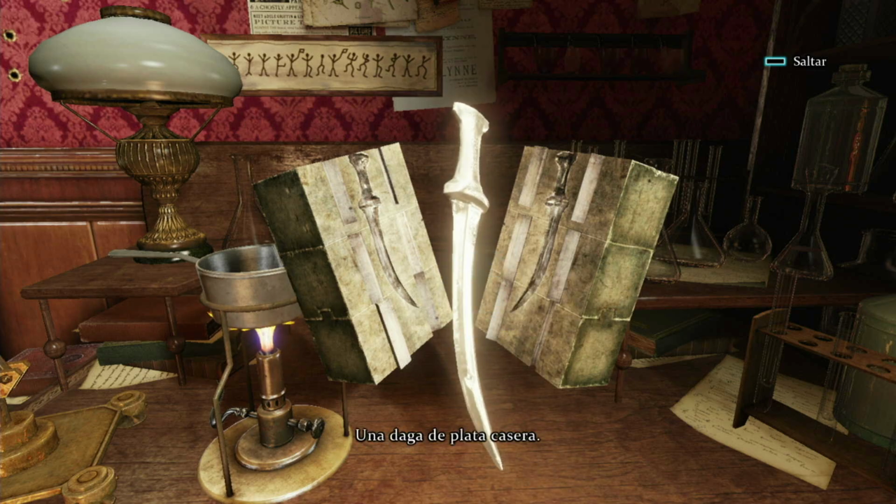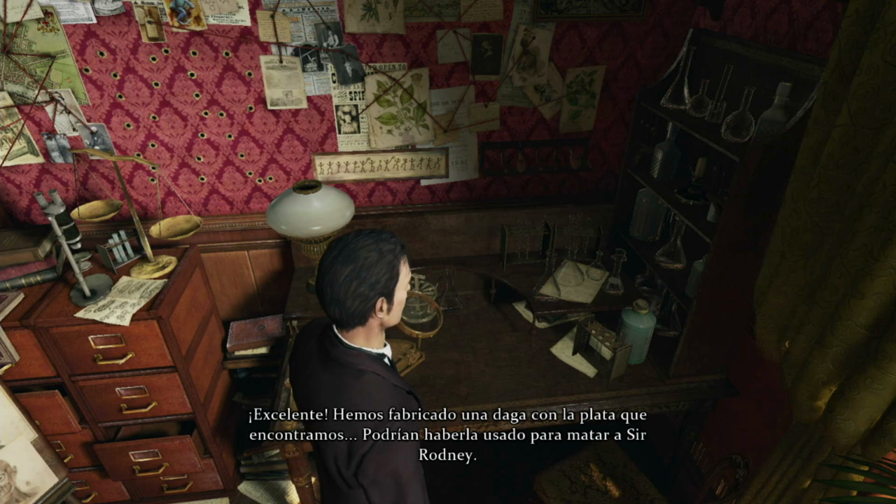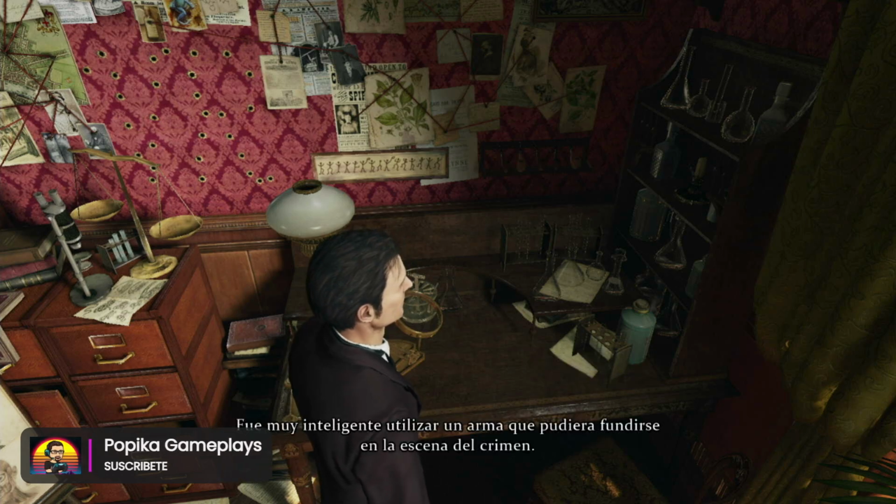A homemade silver knife. Excellent. We have created a knife with the silver that we found. It could have been used to kill Sir Rodney. It was extremely clever to create a weapon that could dissolve at the scene of the crime.